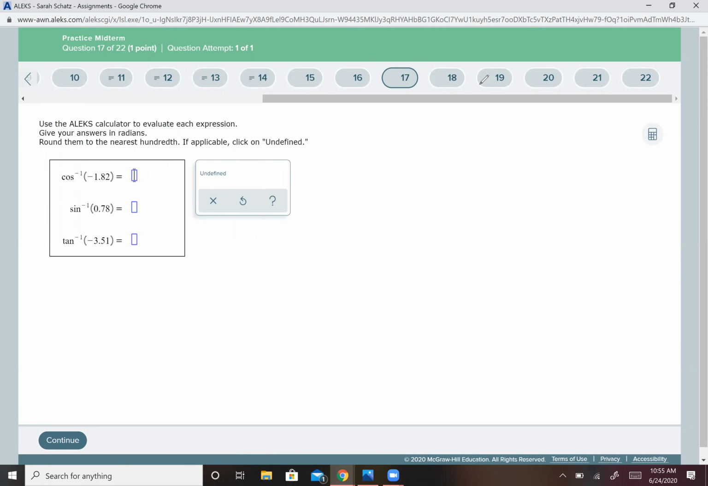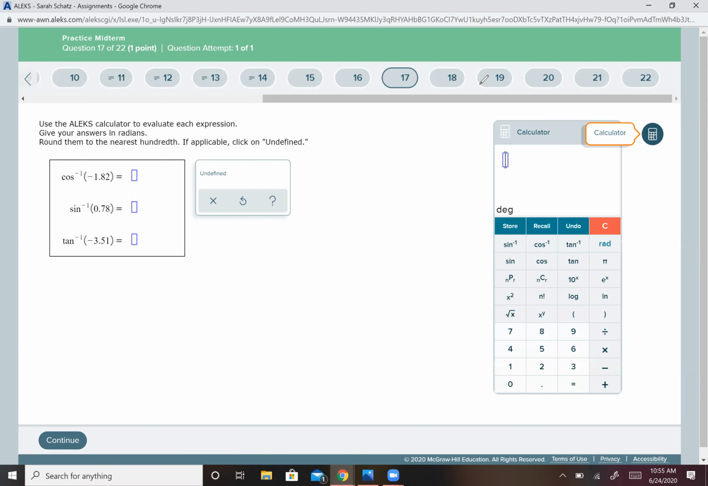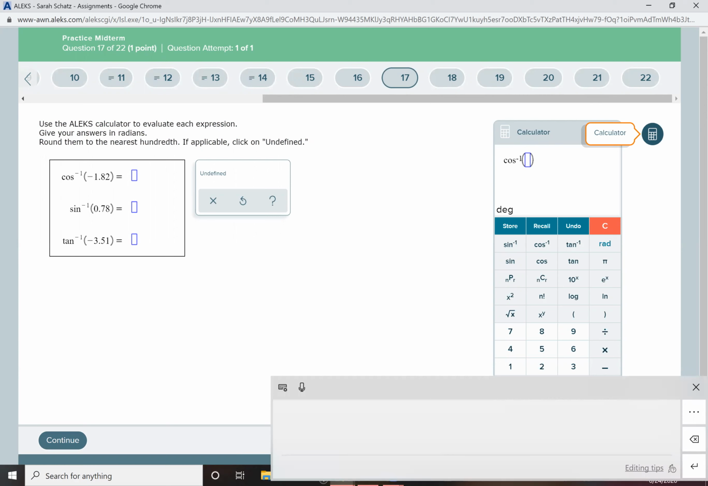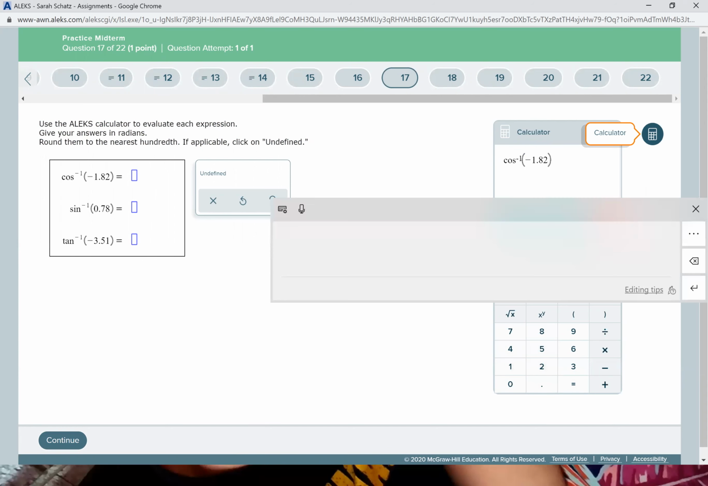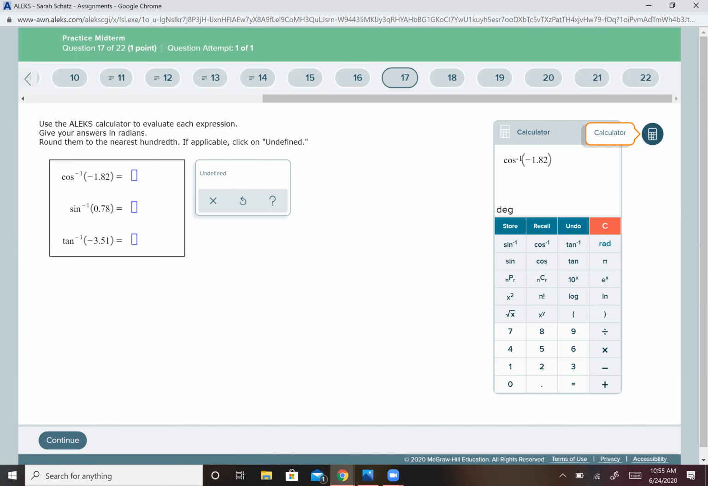All right, so these are straight calculator work, guys. Go to your calculator. Inverse cosine of negative 1.82. You're just going to put that in here. Inverse cosine. Oh, what did I do? There we go. Negative 1.82. I don't know what keeps happening right now. Okay, there we go. And get an answer. So you guys, do you think we made a mistake when we put this in? No, we didn't. Why did we get an undefined here?